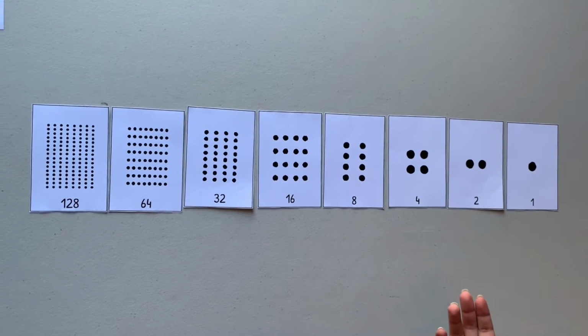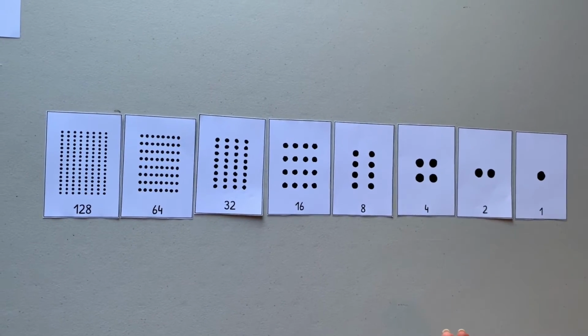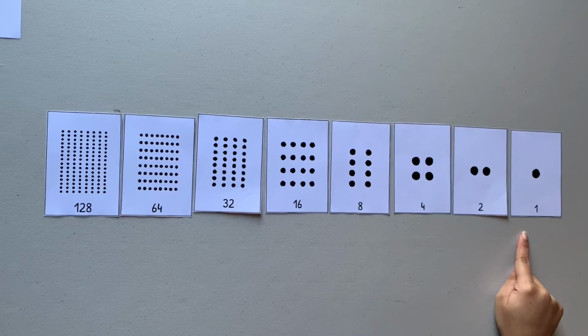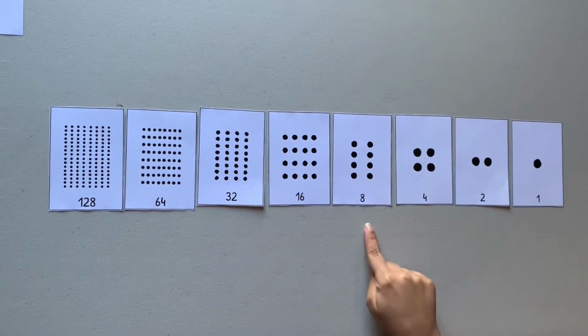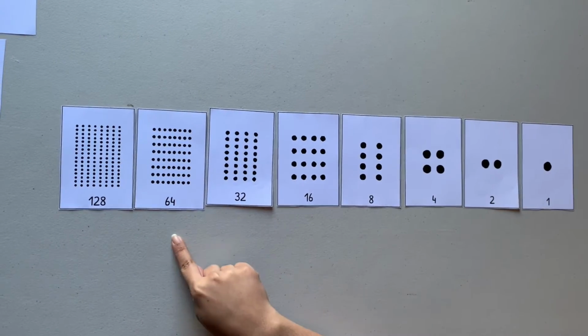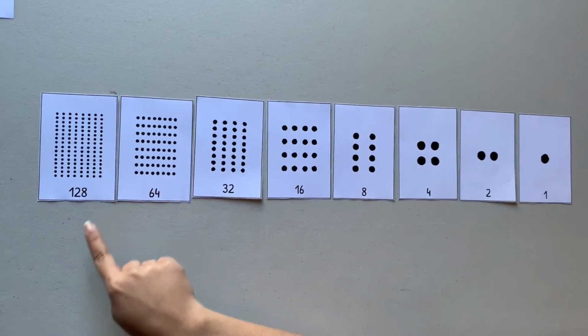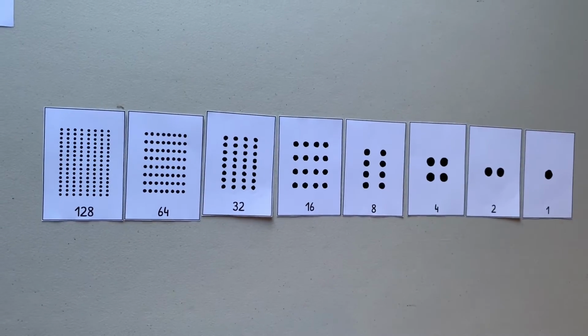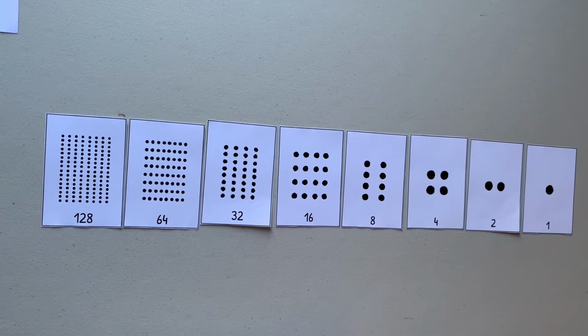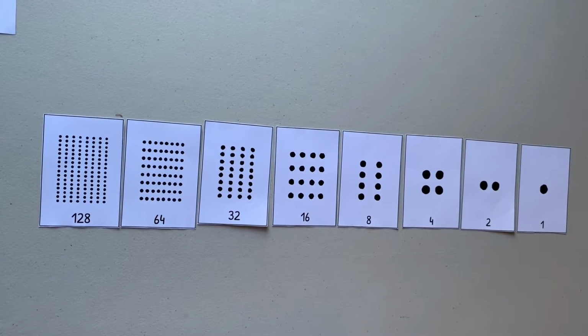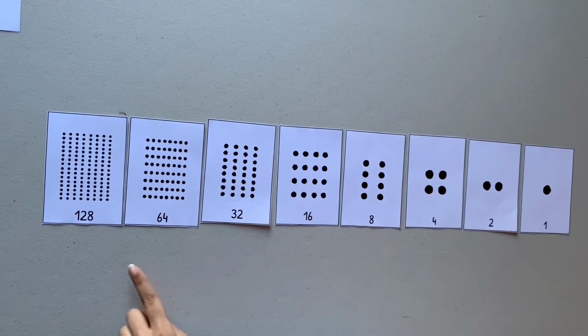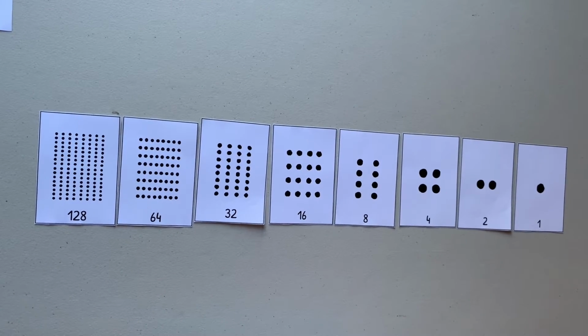Here I have 8 cards laid out, and each of them have a different number of dots on them. The rightmost card has 1 dot, then 2, 4, 8, 16, 32, 64, and if you counted all of these dots, 128. Did you know that you can count all the numbers between 0 and 255 with just different combinations of these numbers laid out here? Let's just try it out and see how we can do this.